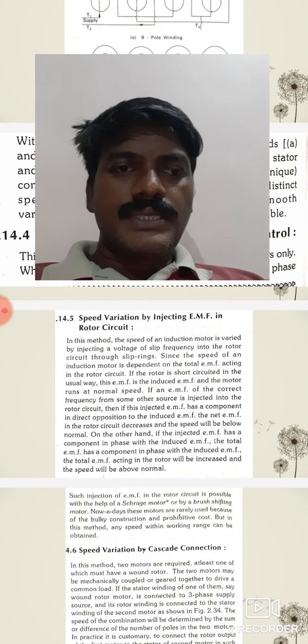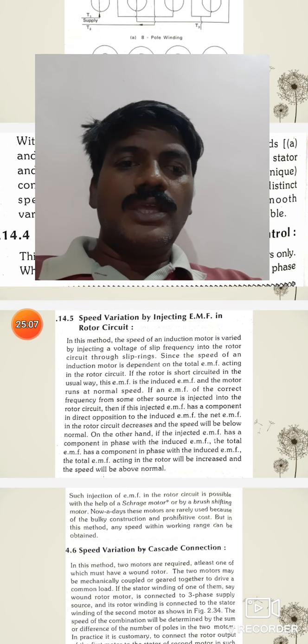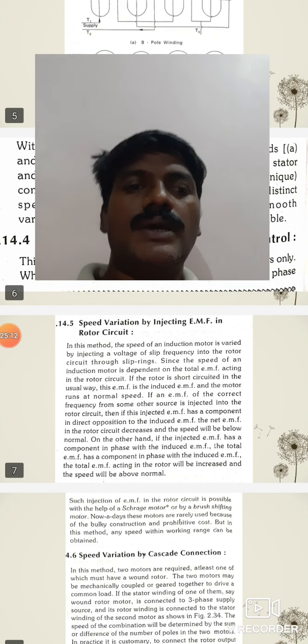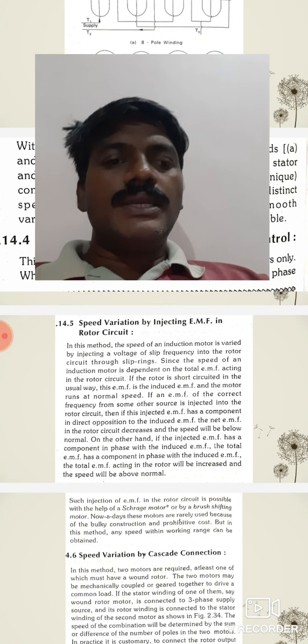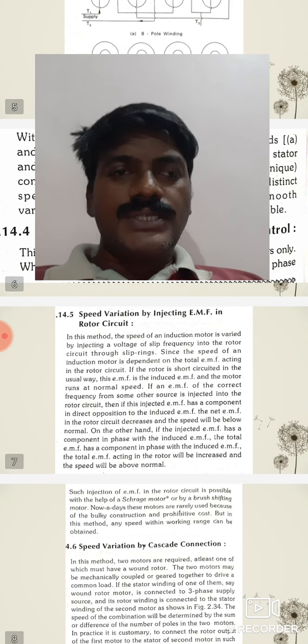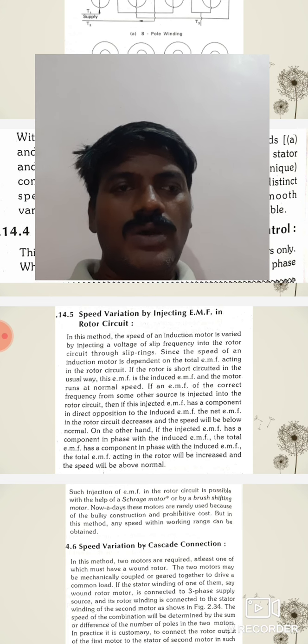And the second method from the rotor side in a slip ring induction motor is speed variation by injecting EMF in the rotor circuit.